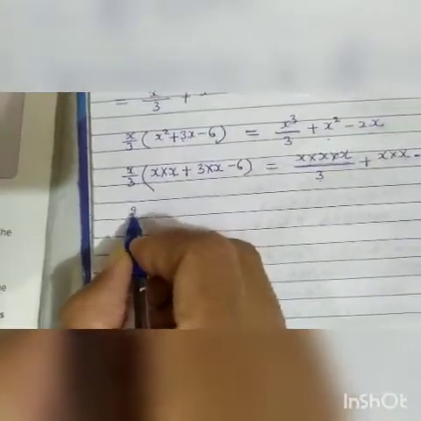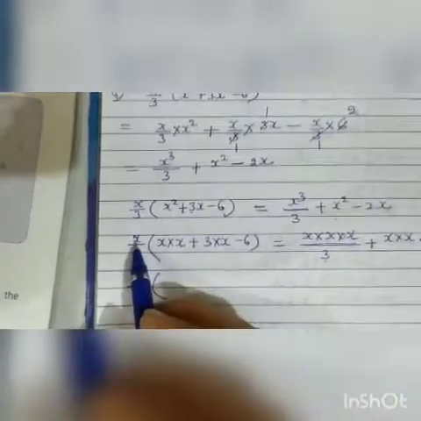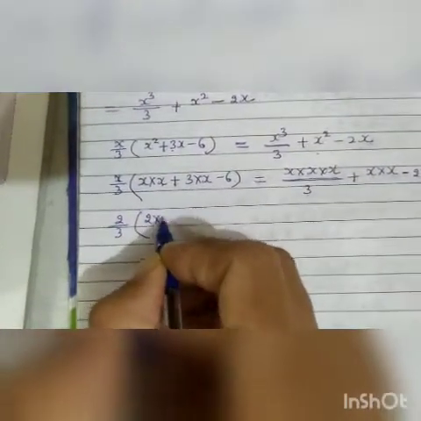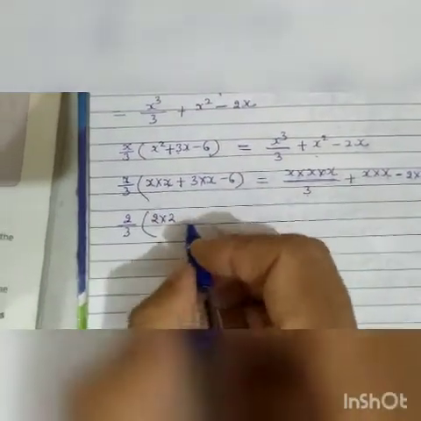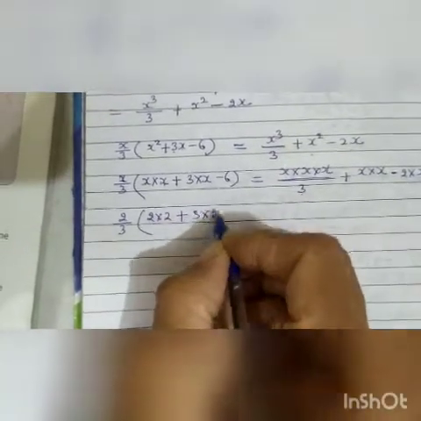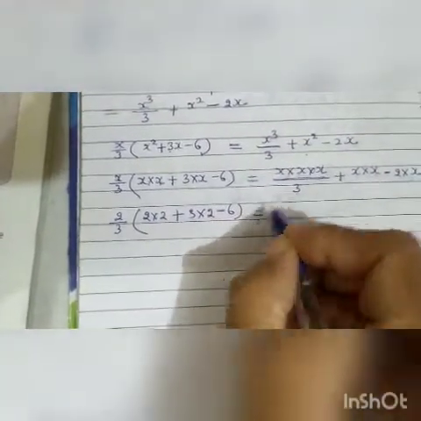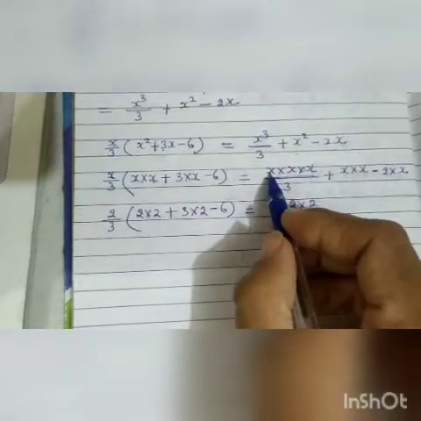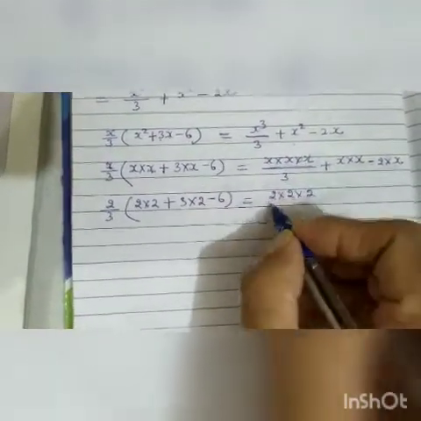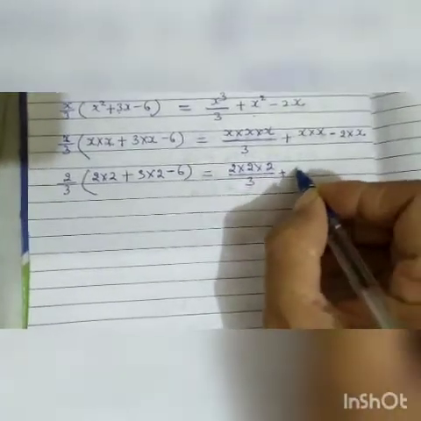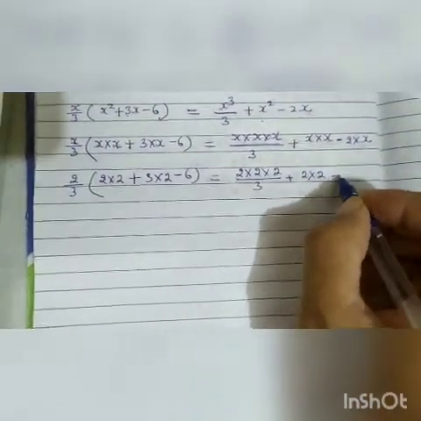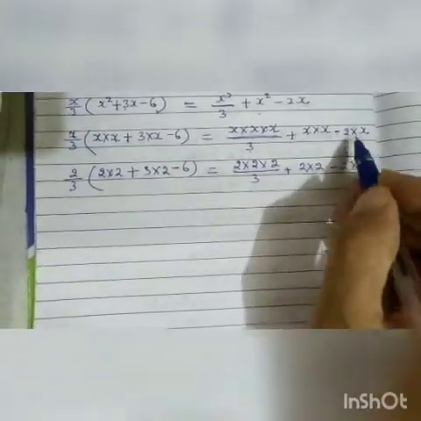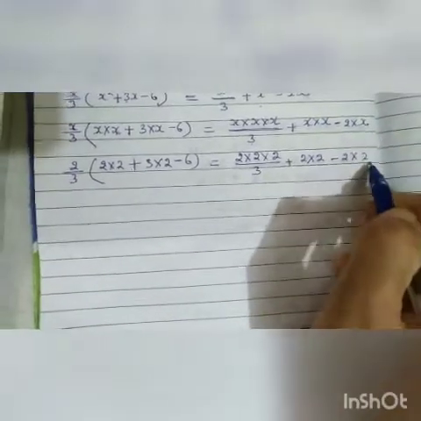So we will write 2 upon 3. We have written 2 in place of this x. Then x into x means 2 into 2. Again we have written 2 in place of x, plus 3 into 2, minus 6, equal to, again write 2 in place of x, 2 into 2 into 2 upon 3, plus 2 into 2, minus 2 into 2. x into x means 2 into 2, minus 2 into x means 2 into 2.